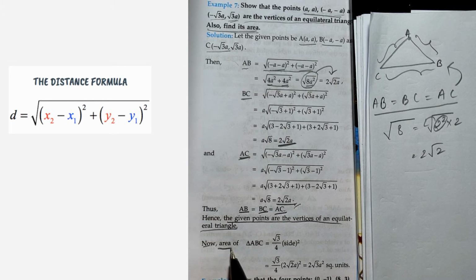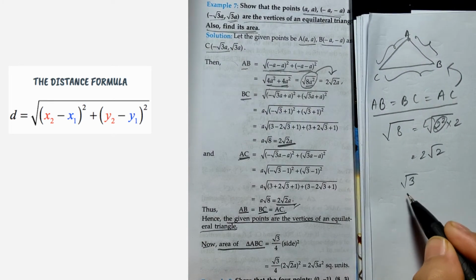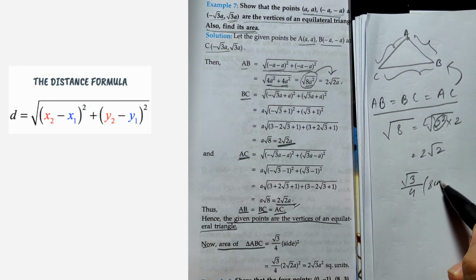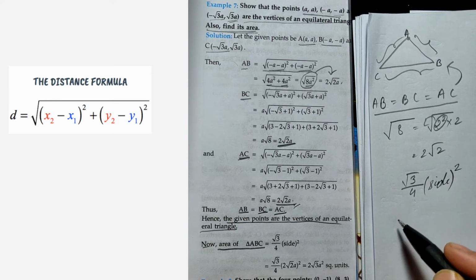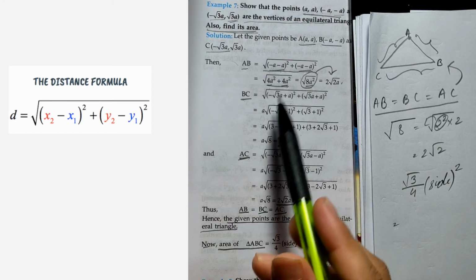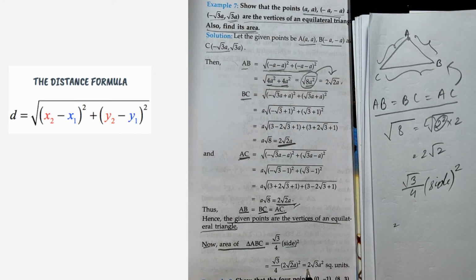Now, area of triangle ABC is square root 3 over 4 into side square. So, substituting, we get square root 3 by 4, and side we can choose any one of them since all are equal. So 2 root 2A whole thing square. On solving, we get it to be 2 square root 3A square square units.